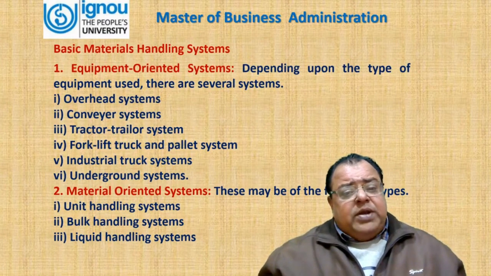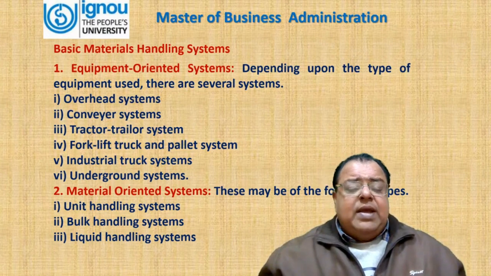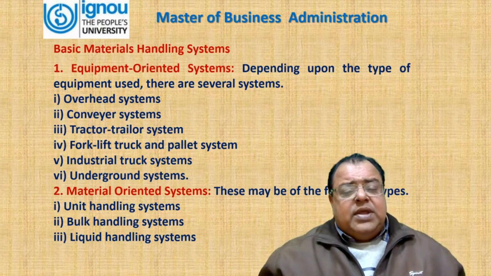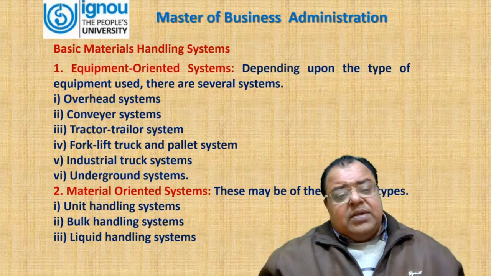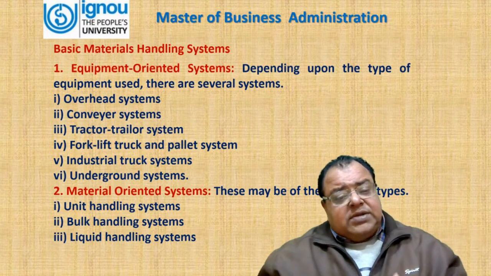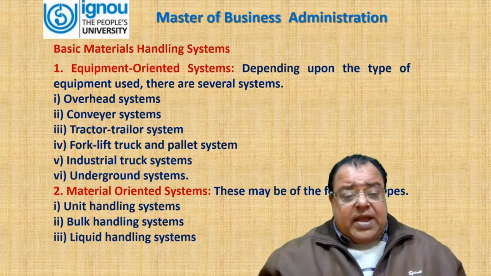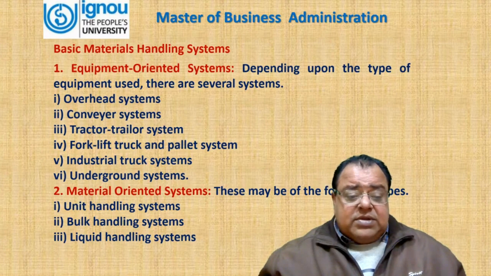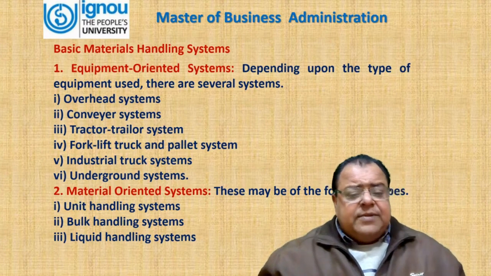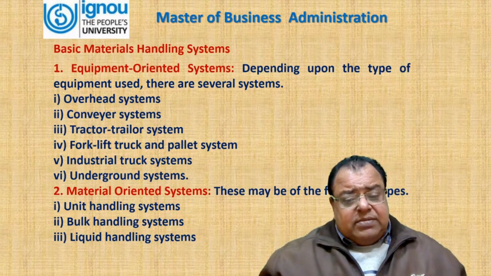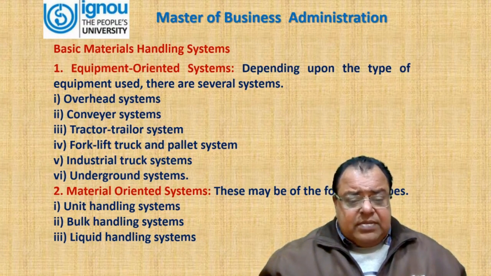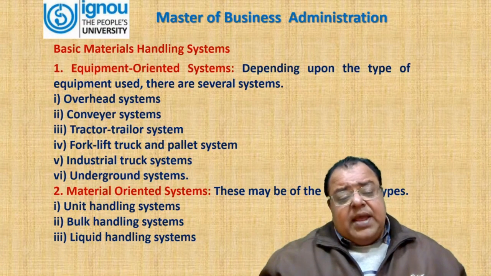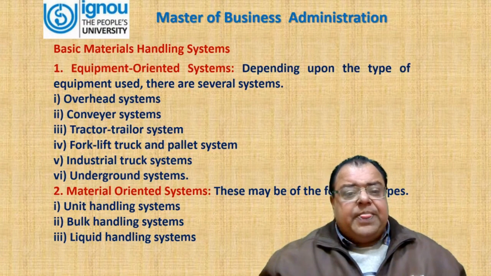Basic material handling systems. First is equipment-oriented systems. Depending upon the type of equipment used, there are several systems such as overhead system, conveyor system, tractor trailer system, forklift truck and pallet system, industrial truck system, and underground systems. Second is material-oriented systems. They have following types: unit handling system, bulk handling system, and liquid handling system.